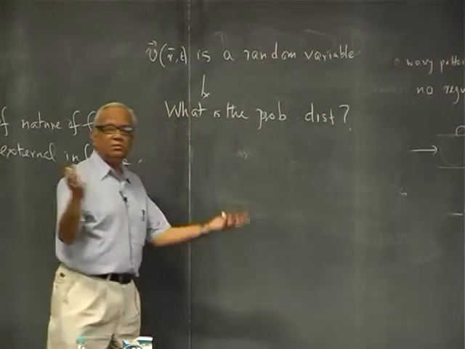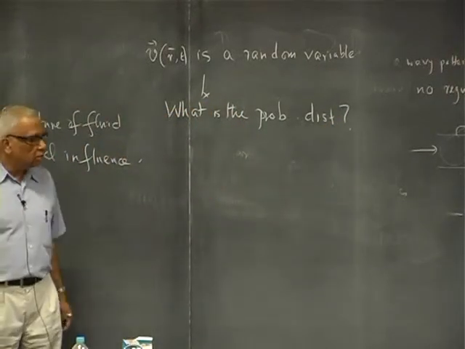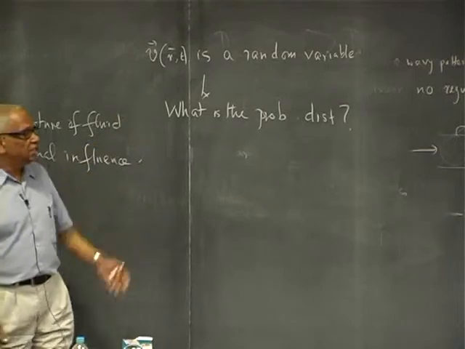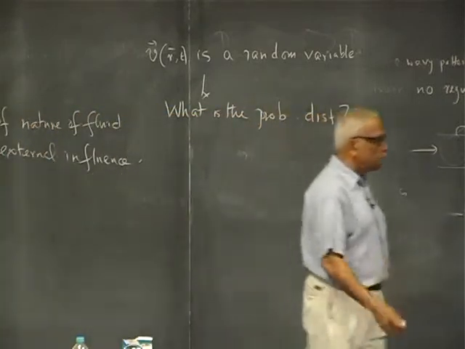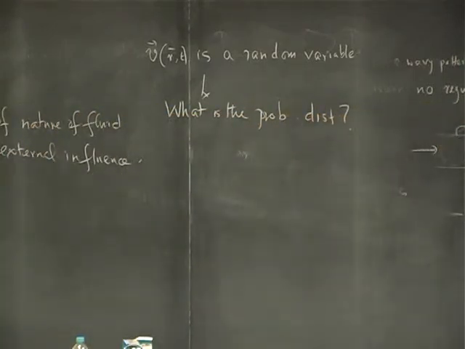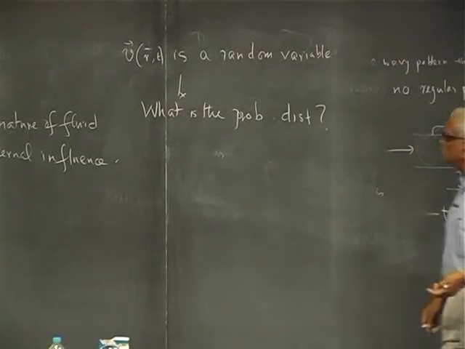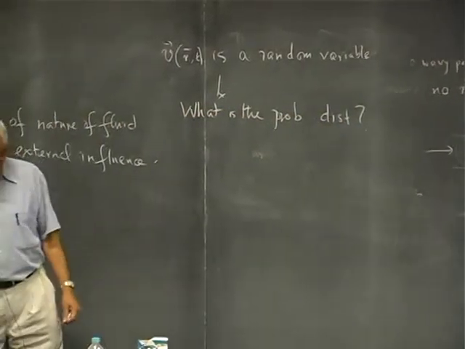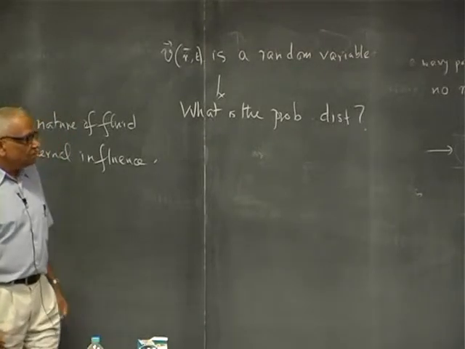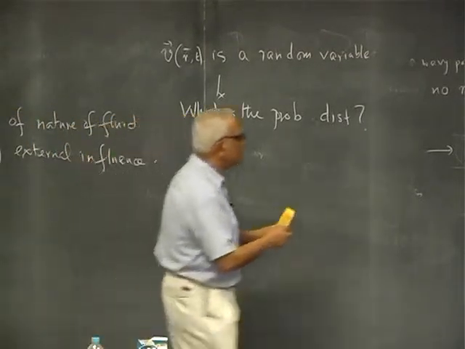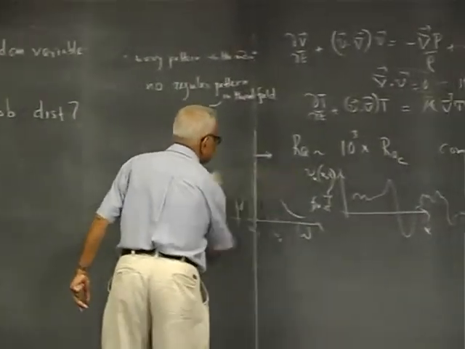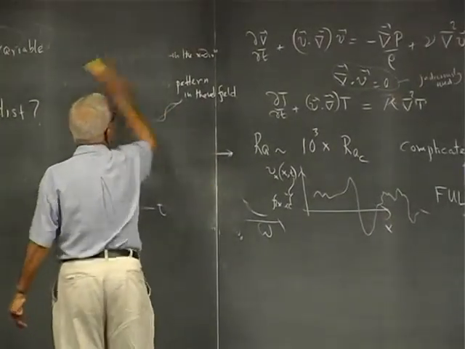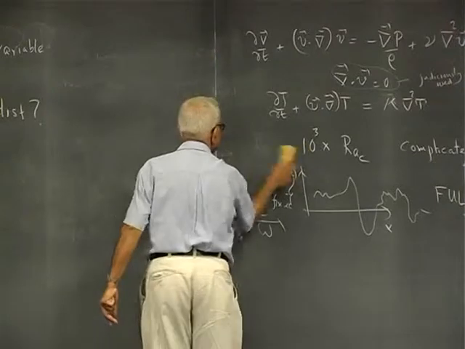Right? I mean, that should be the natural thing to go for. If I tell you that fully developed turbulence means that the flow has become random, then you have to ask me, all right, tell me what the distribution is. So whose distribution? Number one.